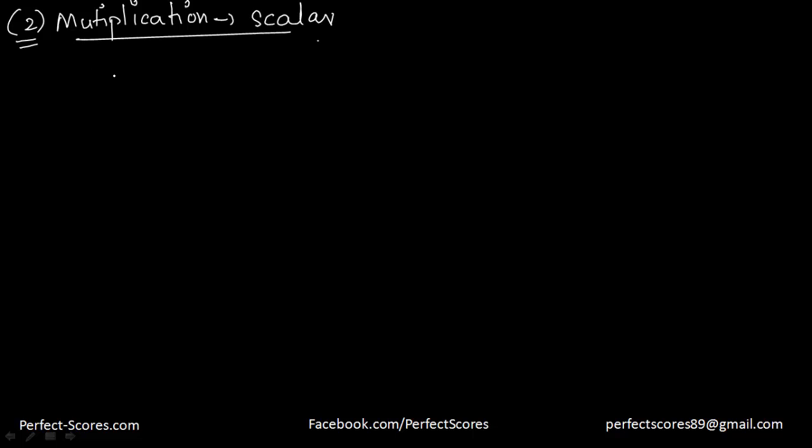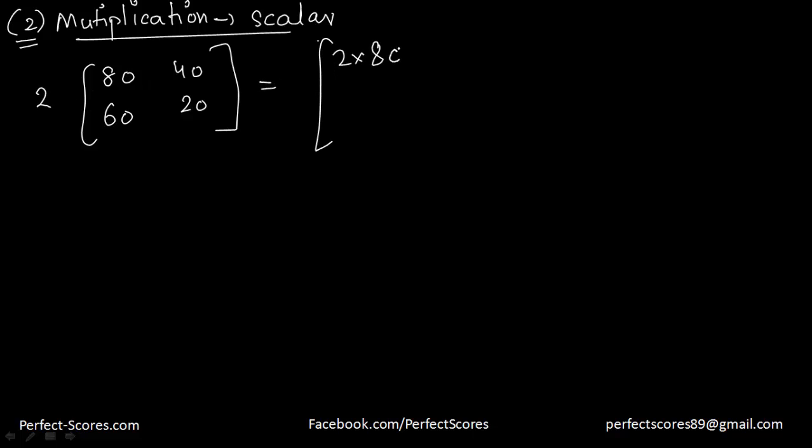What about the second type of operation that I want to talk about? It's the multiplication of a matrix with a scalar number. So multiplication with a scalar. Let's suppose I have this matrix here, 80, 60, 40, and 20. I want to multiply this matrix by 2. So that is going to become 2 into 80, 2 into 40, 2 into 60, and 2 into 20. So this 2 is going to get multiplied by every element in the set, right? That is how you find the multiplication of a matrix.